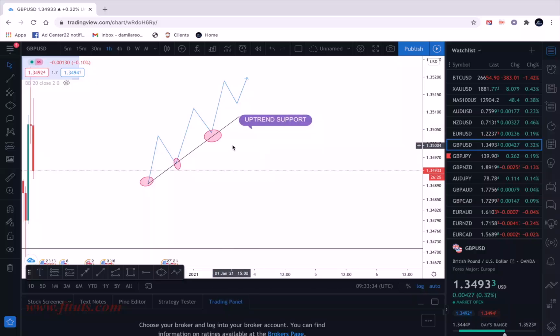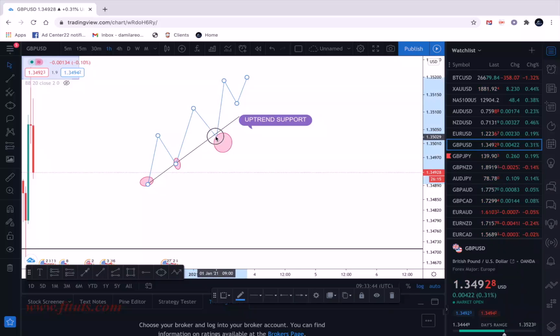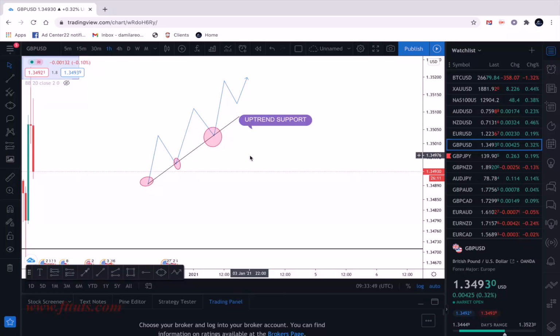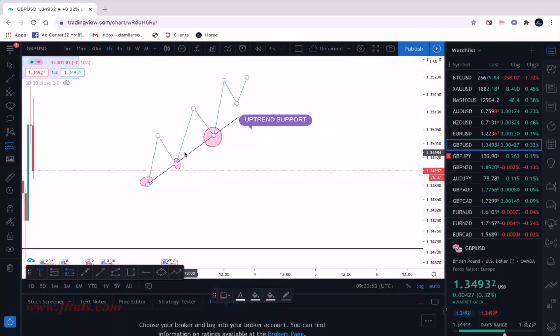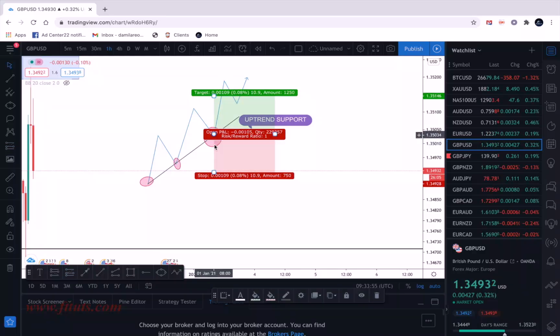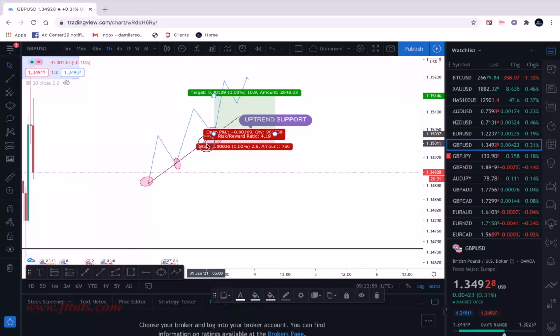Now we have uptrend line support. When the price goes back inside this zone, when the price touches the zone, then you are to buy from the support zone. Go to your measurement tools, click on the long. You're buying from here, at the support, with the stop loss a little bit below the trend line, then target the next high, because this is the next resistance we have here.